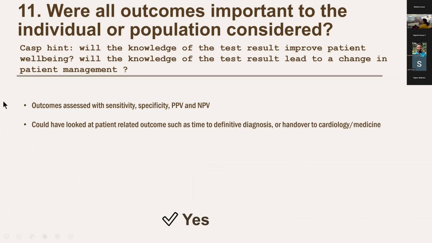So were all outcomes important to the individual or population considered? So yes, they have given you sensitivity, specificity. That is what, as the clinician, we would want. They didn't give us likelihood ratios, but we can calculate them ourselves from the data that they've given. Now, they could have looked at time to definitive diagnosis or time to handover to cardiology. That might be something we're also interested in in the ED, but they had done something else.